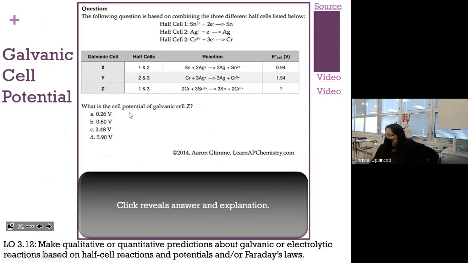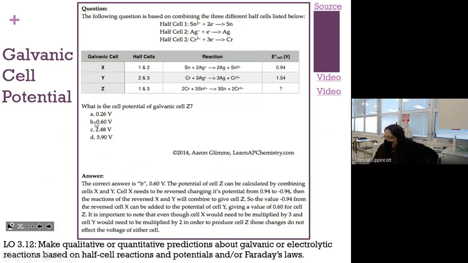Okay, so try to figure out the cell potential of galvanic cell Z. I think this one was one that we already did recently, so I probably shouldn't have spent much time on this one. Isn't this the same one that we had from our practice test? Yeah. So I'm just going to zoom through this one. This was the B, where you had to subtract these 2 values.